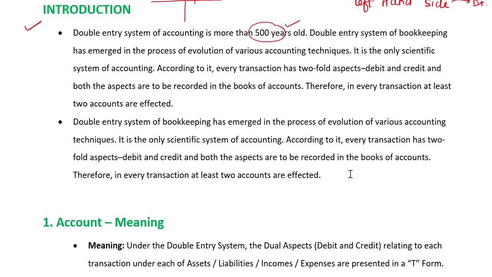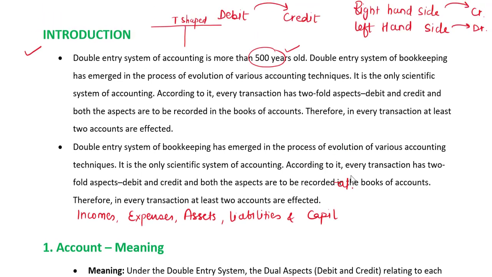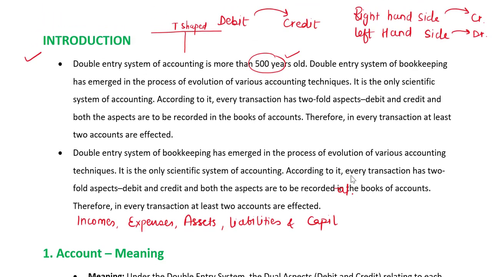Okay, what do we basically record? We record all incomes, we record all expenses, we record all assets, we record all liabilities and capital. So any transaction which is financial in nature must find place in the books of accounts.